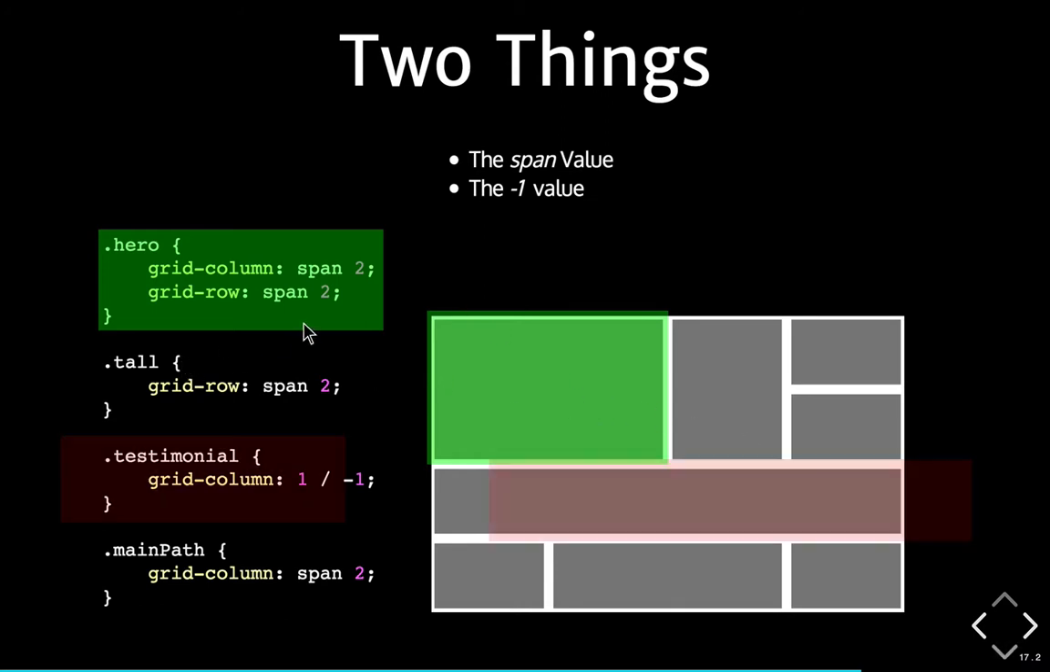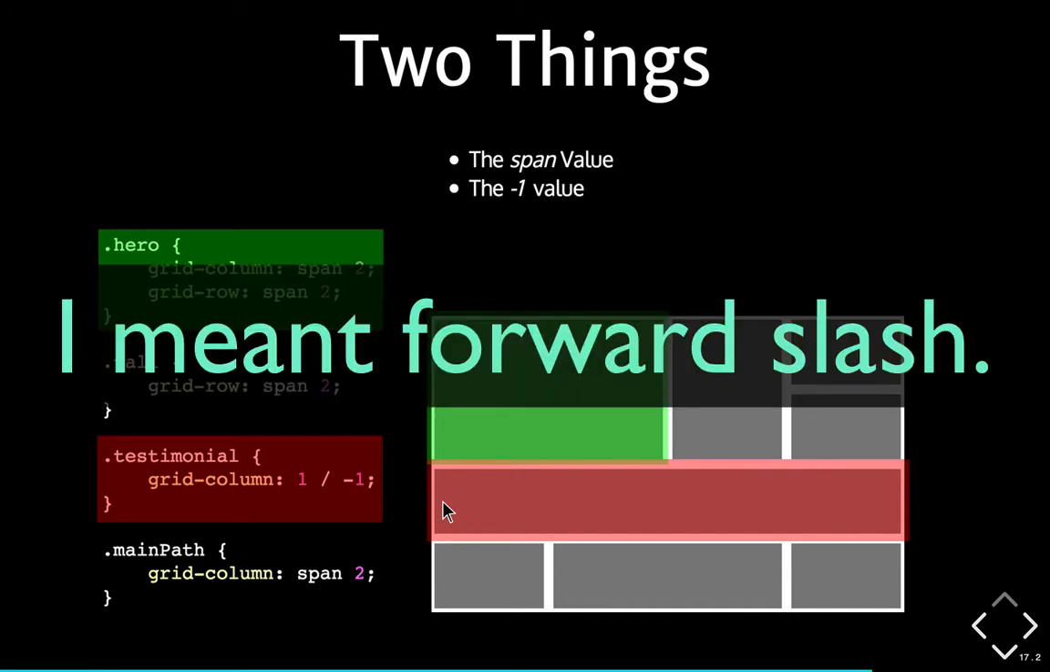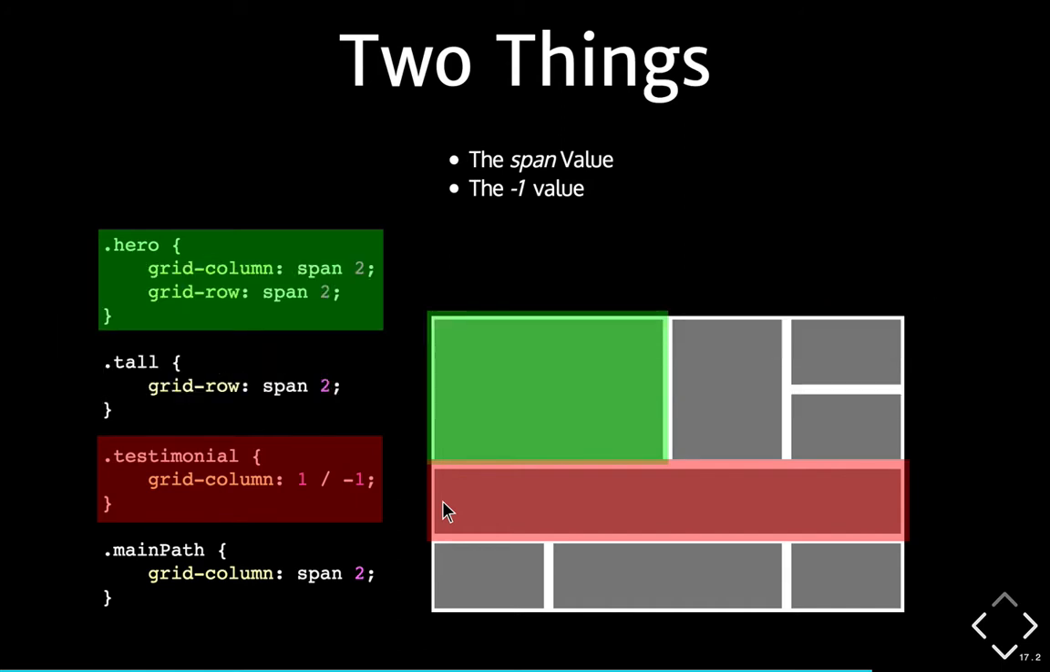Or we can call the -1 value. So -1 is defined as the last line in the grid. So you don't have to know exactly how many lines you have on the grid, how many columns or rows you have on the grid. If you have a section, which we often do, that starts at the very beginning of the page and goes to the very end of the page, you just say 1 / -1, and that will span the entire page.